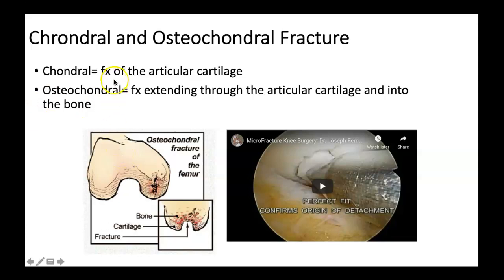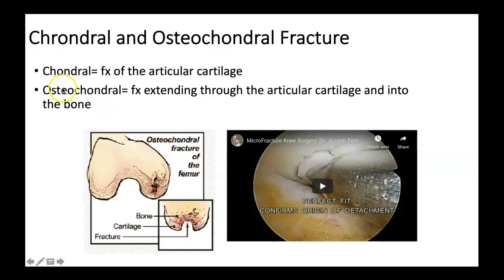The chondral defect is what happens when there's a fracture to the articular cartilage, just the cartilage. An osteochondral defect means that the bone and the cartilage are damaged. So that fracture not only goes through the articular cartilage, but actually goes deep to the bone itself. So let's look at this. If I have an osteochondral defect, here's my cartilage, ripped through that, and now I actually have damage to the bone.